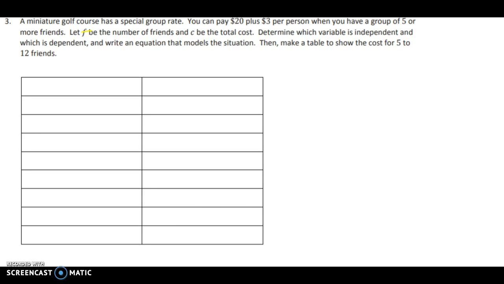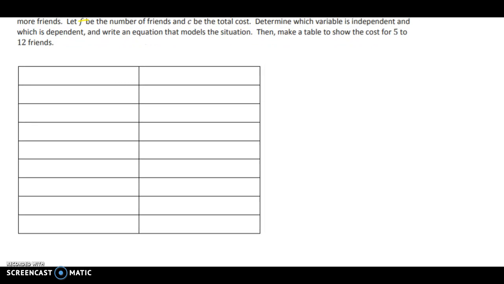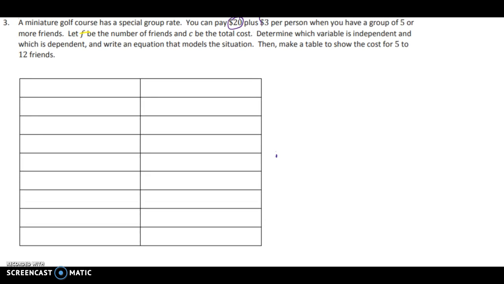So what I'm going to do is circle a couple of things here because it's really important. Remember how we always circle numbers and underline what they represent? Well, here I have the number 20 and the number 3. The 3, well, that's the cost per person. The 20, well, that's the price we pay, whether we have 1 friend, 2 friends, whether we have 5 friends, 6 friends, 7 friends, we still have to pay that $20.